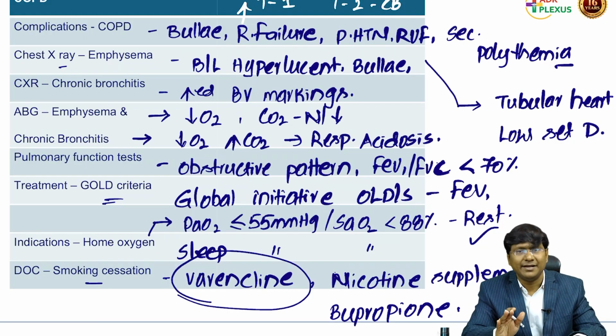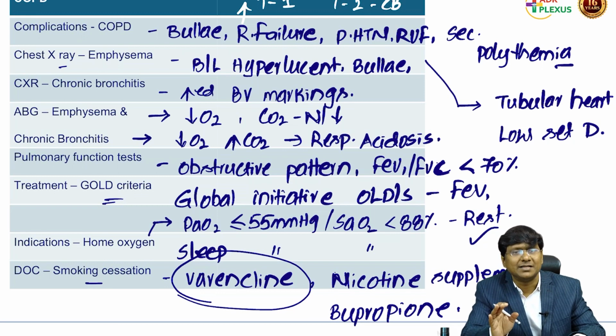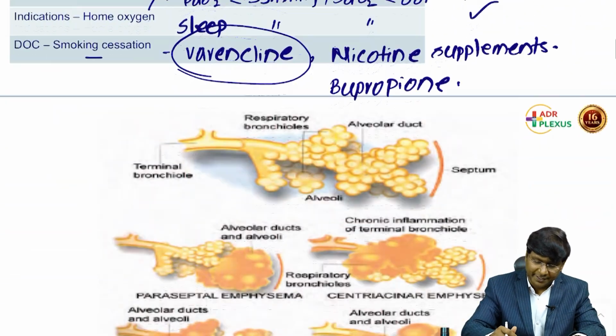If you take varenicline, it is effective. But the use of varenicline has been limited by concerns about neuropsychiatric side effects with its usage. Now let me show you the images of the COPD.